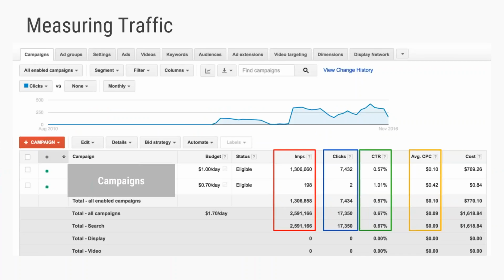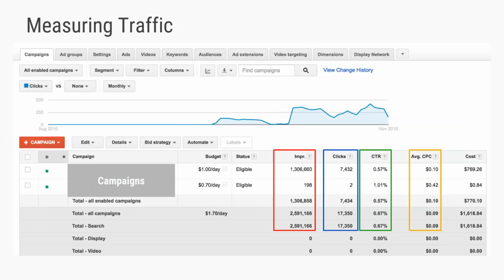Let's discuss the first goal, which is measuring traffic. This is how an AdWords interface looks. The data in the red box is impressions. Impressions means how many times your ads have shown up. In the example, the campaign's ads have shown up about 1.3 million times. In the blue box, we have clicks, which means how many times users clicked on the ad. We have got around 7,400 clicks for that campaign.